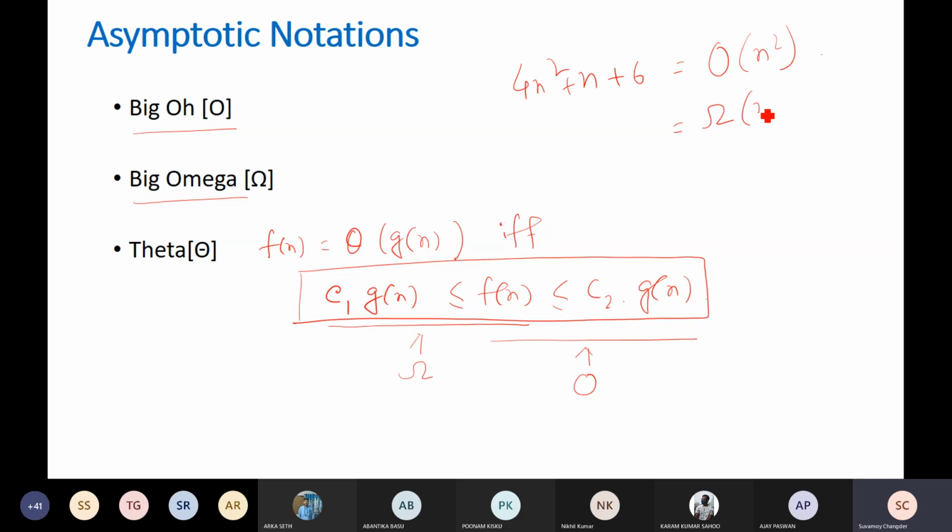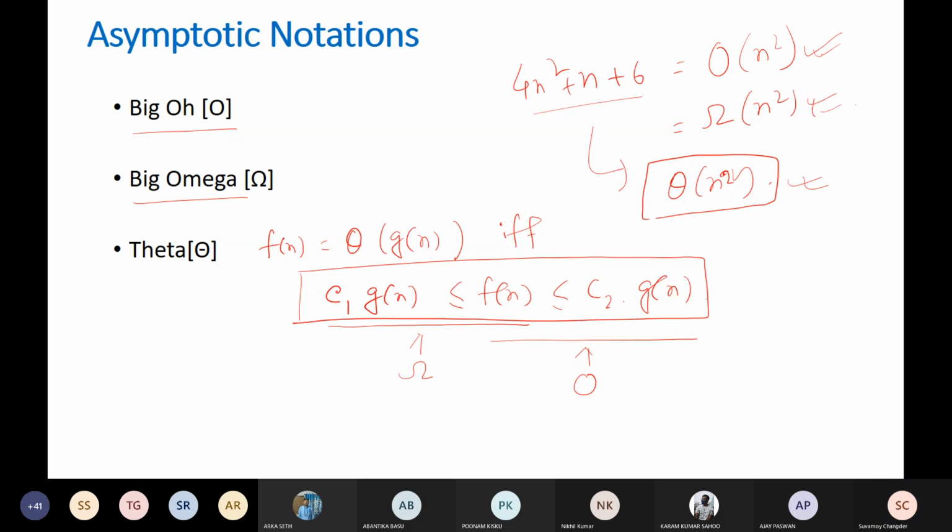Again, it can also be bounded as omega of n square. So together we can put this polynomial as theta of n square. Therefore, if we write that 4n square plus n plus 6 can be bounded as theta of n square, then automatically this one is true and this one is also true. So we don't have to write both the notations, simply theta notation is fine.